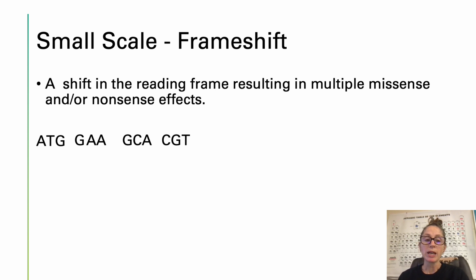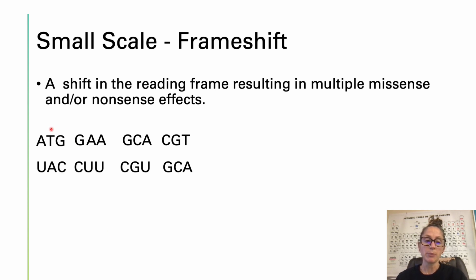Okay, we also have a frame shift. This is when we have a shift in the reading frame, resulting in multiple missense or nonsense effects. So this is a scenario where, for example, if you have a deletion or insertion, and then everything in that reading frame gets shifted up or down, and then all of the amino acids, or most of the amino acids, change.